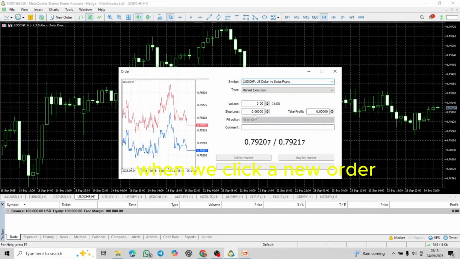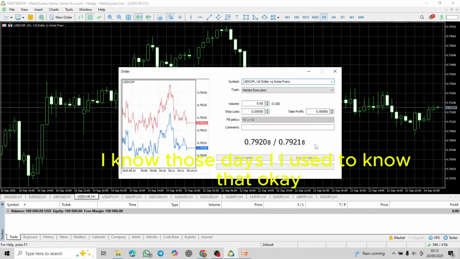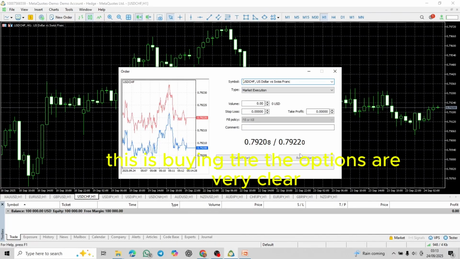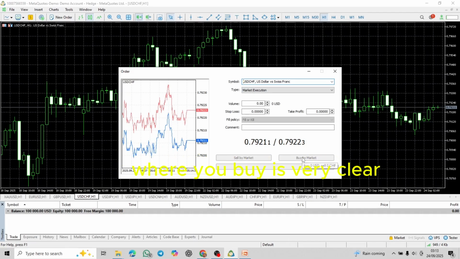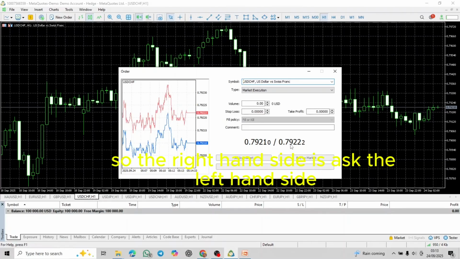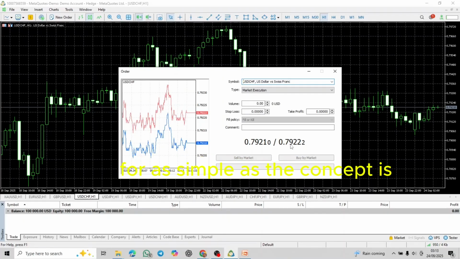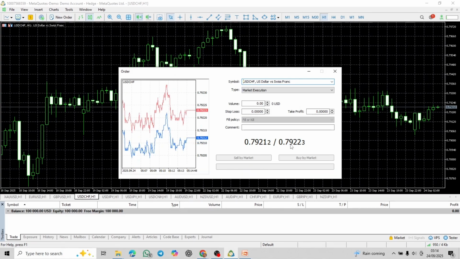When we click a new order, I know in those days I used to know that this is buying. The options are very clear. Where you buy is very clear. The right hand side is for buying, the left hand side is for selling. So the right hand side is ask, the left hand side is bid. You don't need to be confused. For as simple as the concept is, it was confusing me for years, but it didn't stop me from profitable trading. So you don't have to really bother, but just know it.